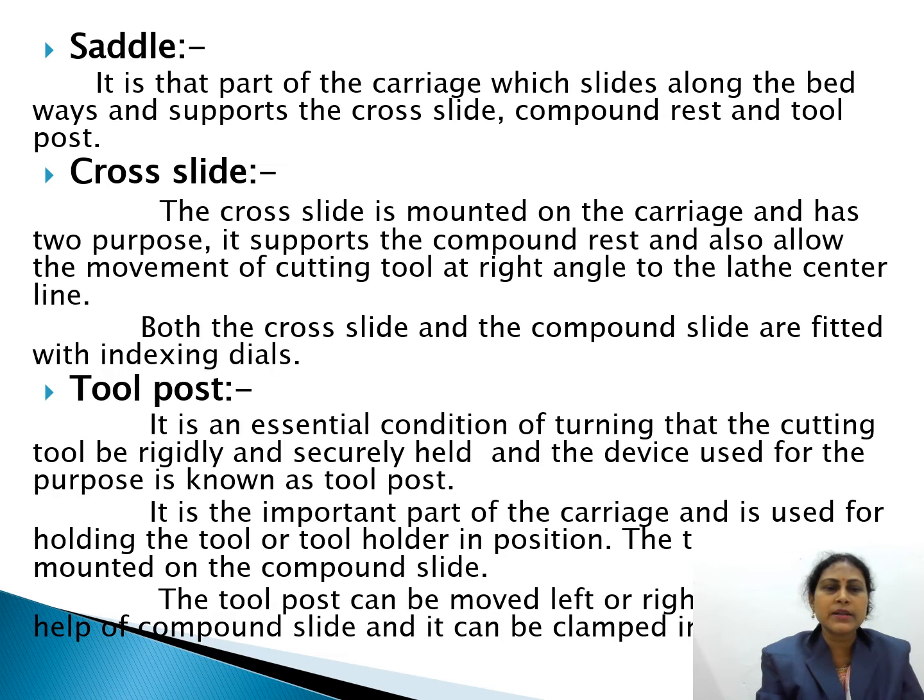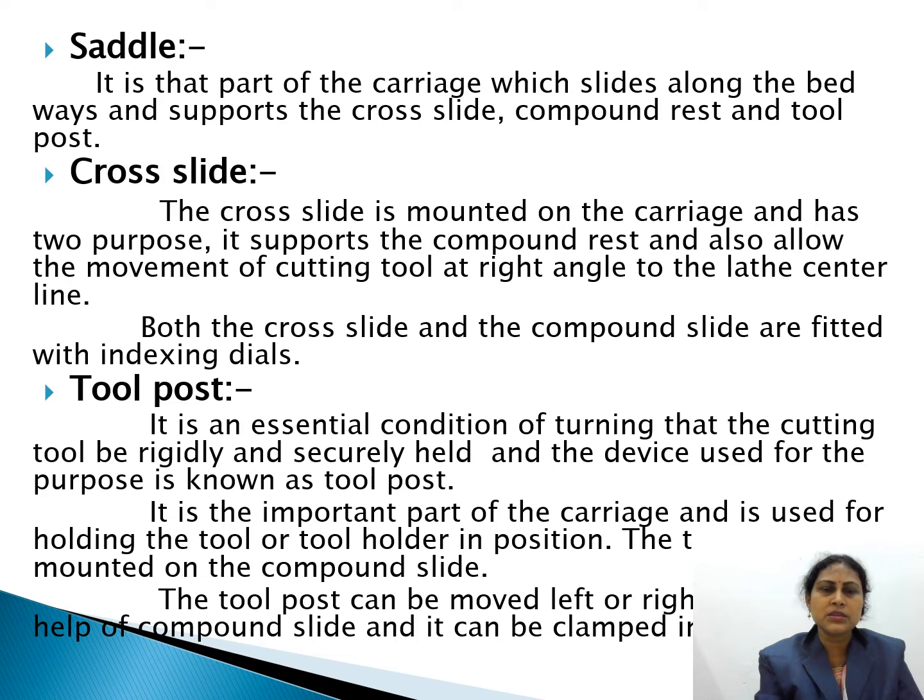The saddle is one of the components of the lathe machine. The saddle is the part of the carriage that slides along the bed ways and supports the cross slide, compound rest, and tool post.